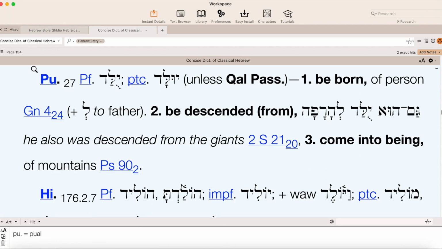Moving on to our 4th stem, we see PU, which stands for the Pu'al stem, and this occurs 27 times.